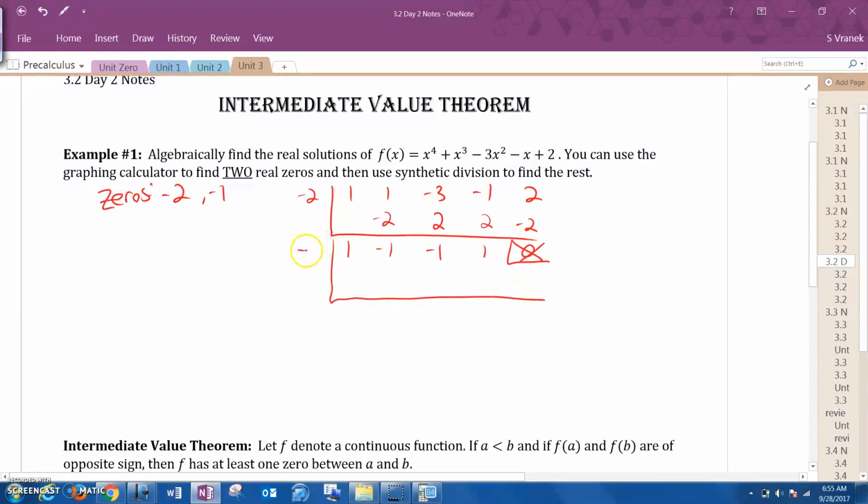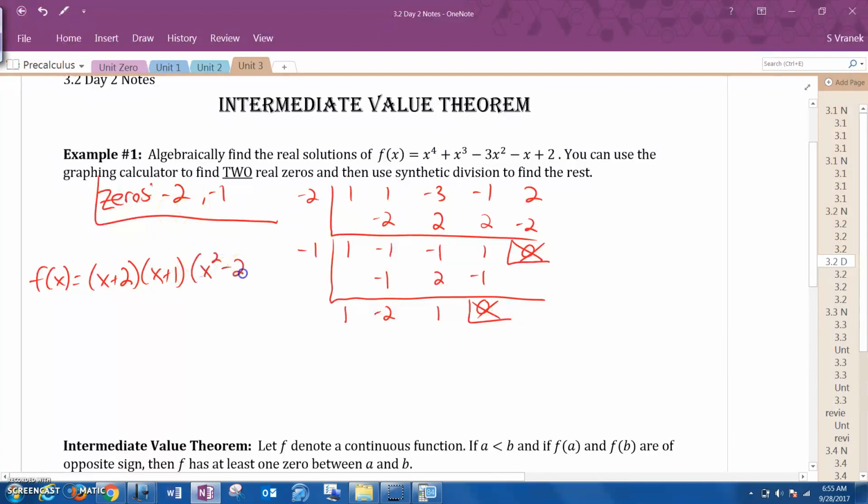I'm just going to keep going. Use the -1 now. And then when you do that, you also get a 0. So we know two of the zeros are these. And then if I factor this, we divided by this factor and this factor. That's where those zeros came from. We're left with this.